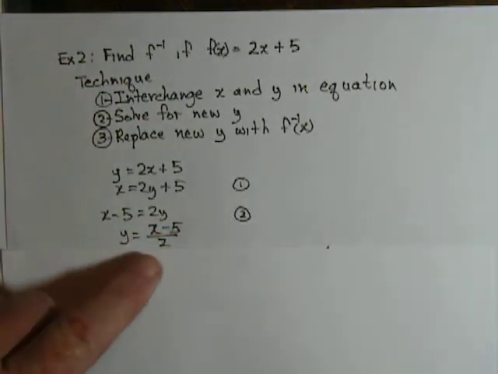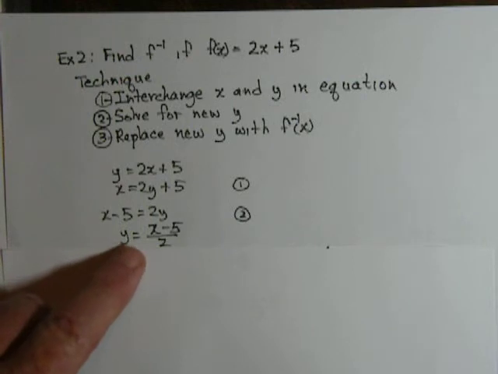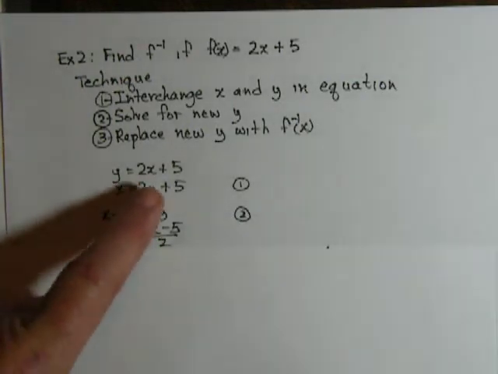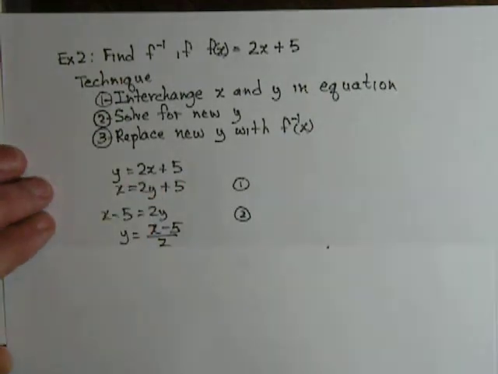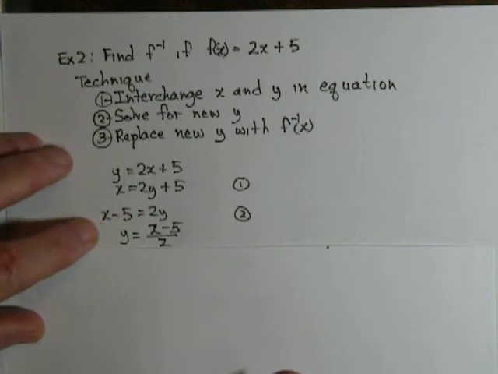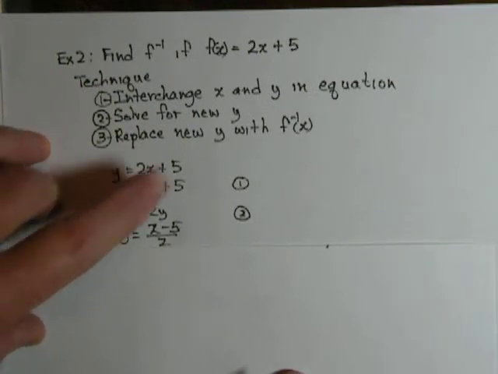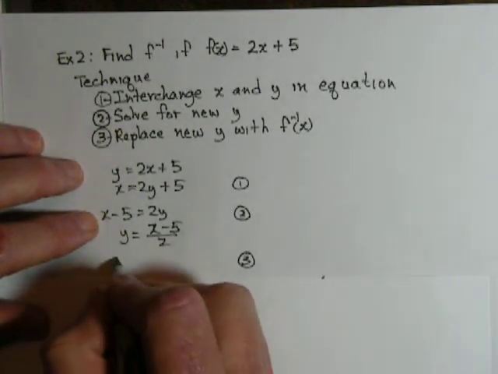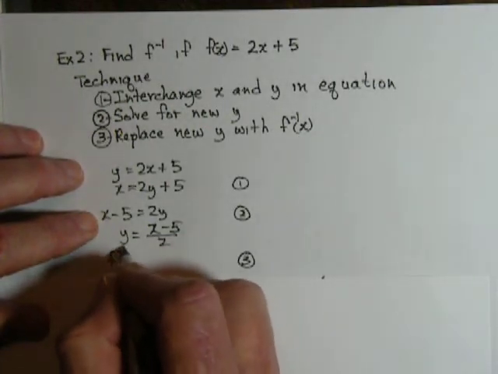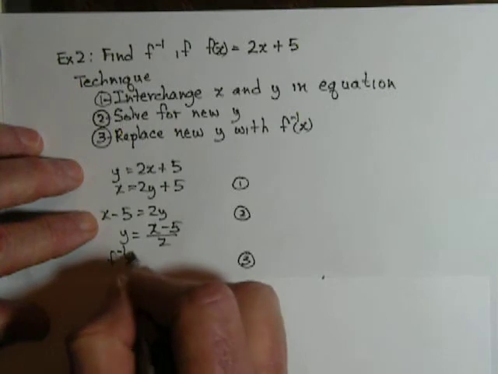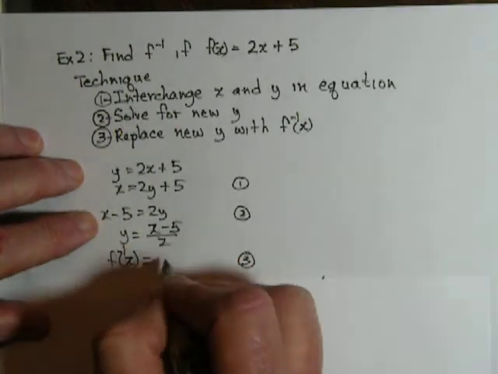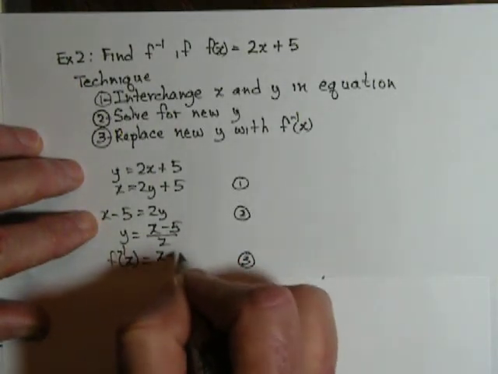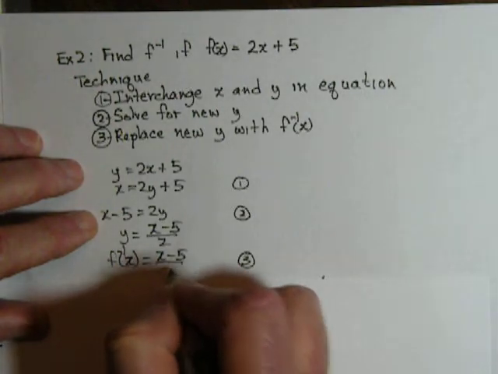Now, notice that this y here is according to the inverse. This is going to generate ordered pairs in reverse of that one. And we'll verify that in just a moment. So now the last step is to replace this new y with f inverse of x. So that's what I'm going to do. In place of y, I'll write f inverse of x equals x minus 5 over 2.